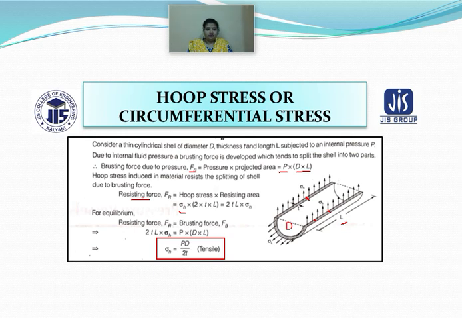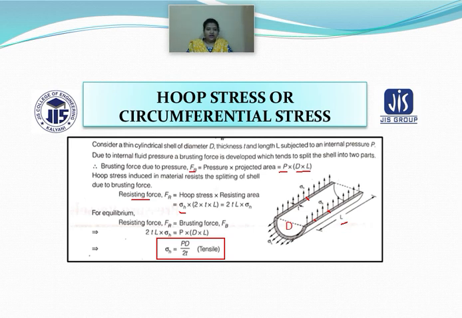And if you come to an equilibrium condition, then the resisting force is equal to the bursting force. And what you can see is that for hoop stress or circumferential stress, the value of sigma h is equal to PD by 2t.